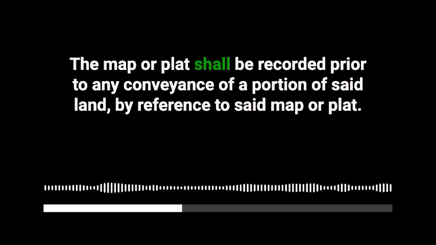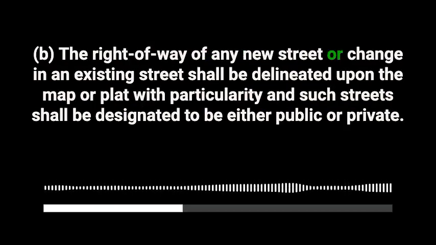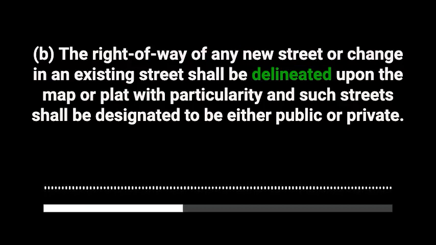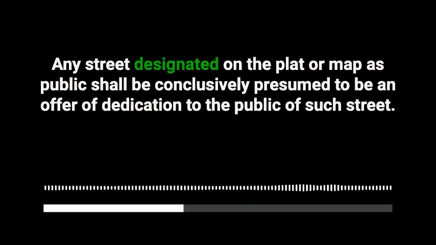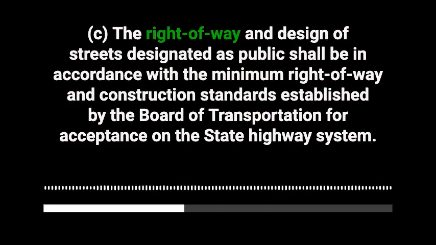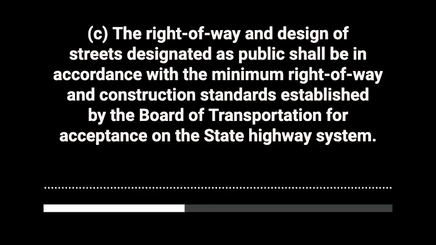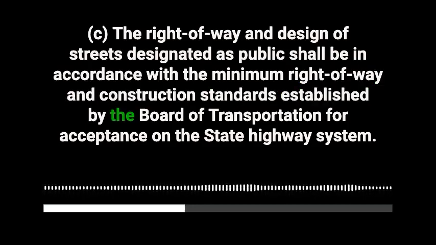The map or plat shall be recorded prior to any conveyance of a portion of said land, by reference to said map or plat. The right-of-way of any new street or change in an existing street shall be delineated upon the map or plat with particularity, and such streets shall be designated to be either public or private. Any street designated on the plat or map as public shall be conclusively presumed to be an offer of dedication to the public of such street. The right-of-way and design of streets designated as public shall be in accordance with the minimum right-of-way and construction standards established by the Board of Transportation for acceptance on the state highway system.